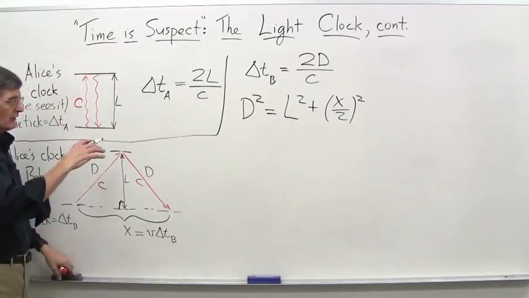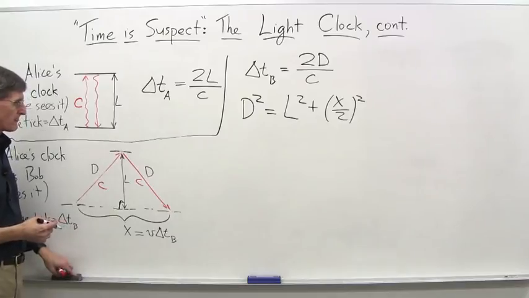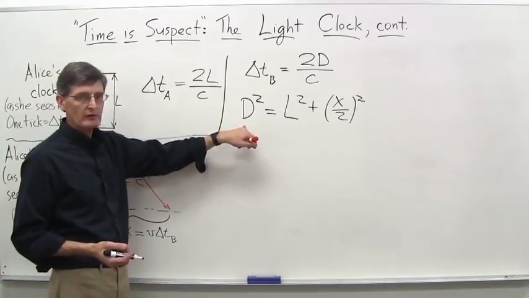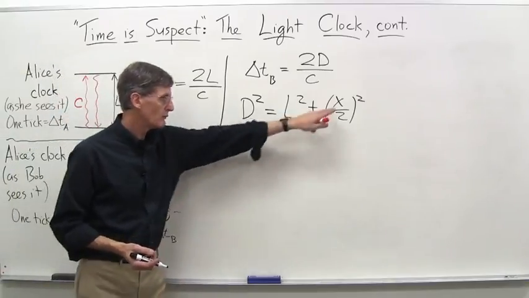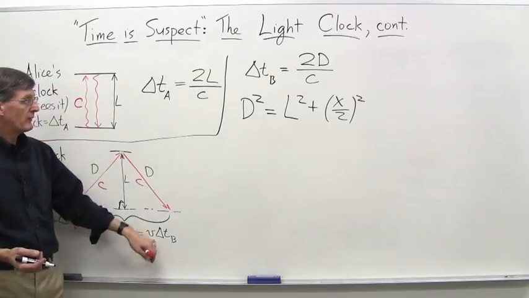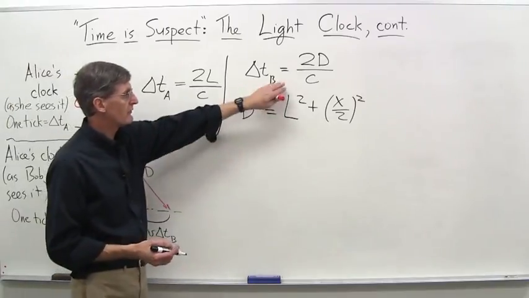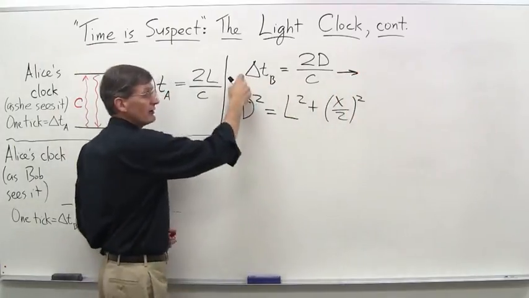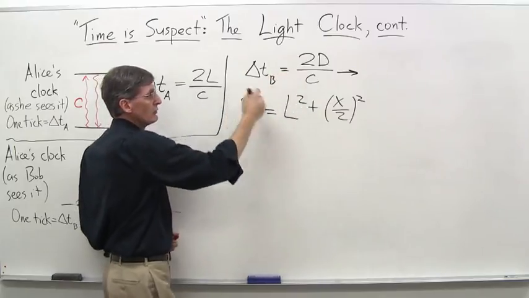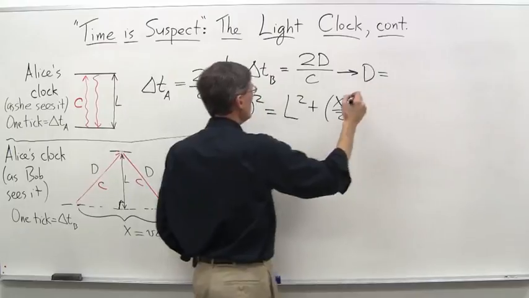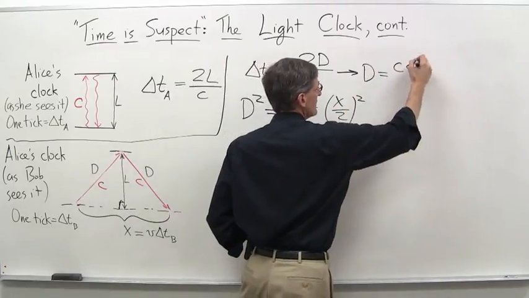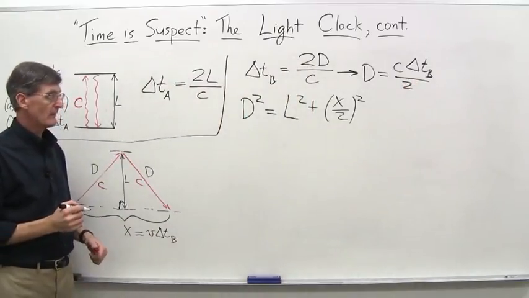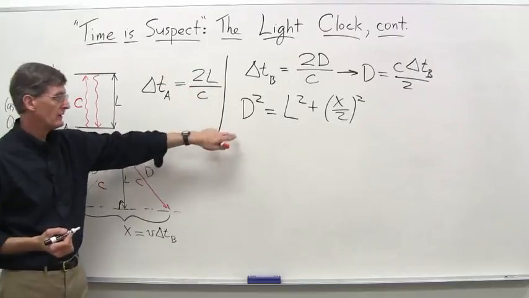So d squared equals L squared plus x over 2 squared. We can fill in some things here. We'd like to, remember, get rid of the d squared and the L squared, the d and the L here. And in a minute, we'll plug in this for x. But let's focus on d first. From this equation here, if we rewrite this, pull the c over here, and divide each side by 2, we can see that d equals c delta tb over 2. That's good news, because now I can square that and plug it in here.